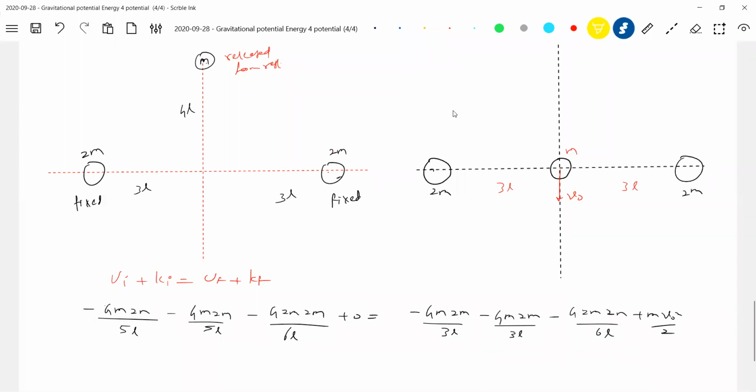You look at this interaction. What is this interaction? It will cancel out, no? So the interaction between the particle and these two particles, between say M and 2M, it is this one here. What is the separation initially? 5L. Finally, what is the separation between M and this 2M, the left particle? It is 3L. Solve for this, you'll get the v naught. There is no need of any heavy mathematics.